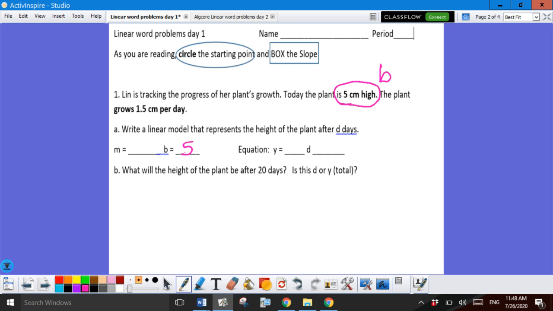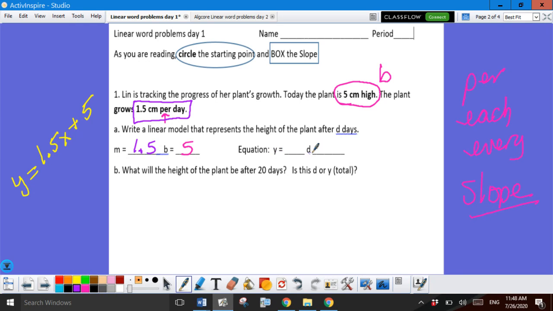The plant grows at 1.5 centimeters per day. So this is kind of a helpful hint for me. If I see the words per, each, or every, that is probably my slope. So 1.5 centimeters per day, that means that every day the plant is going to grow 1.5 centimeters more each day. So that is my slope. So my equation would be y equals 1.5x plus 5.